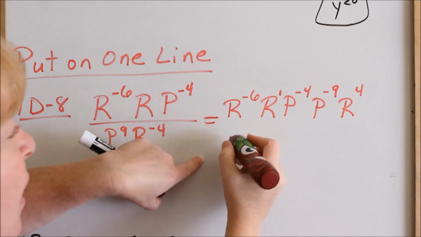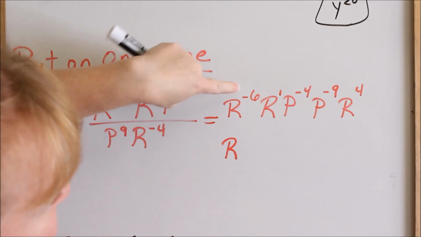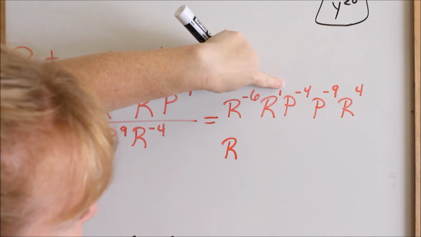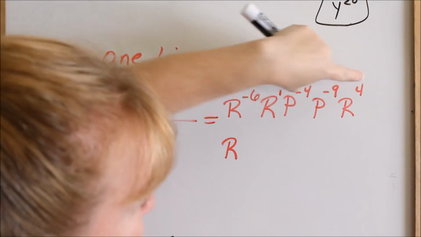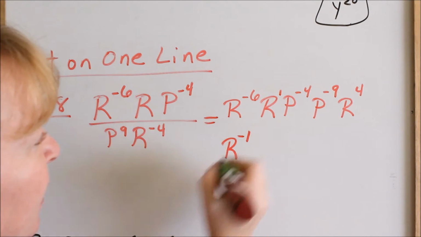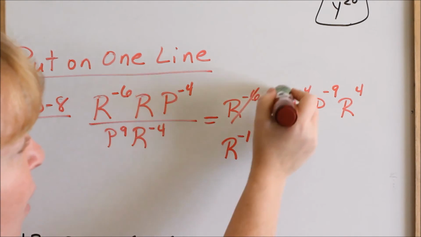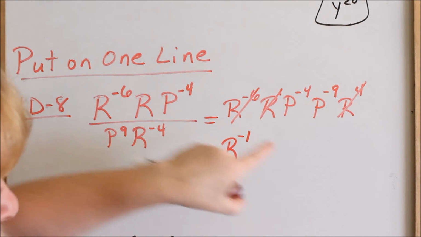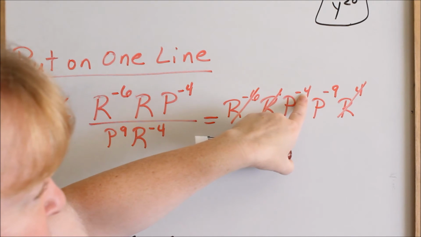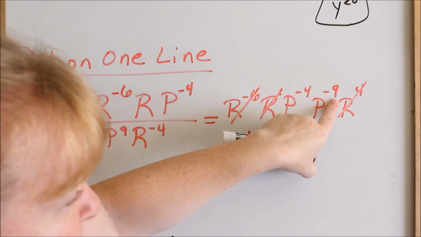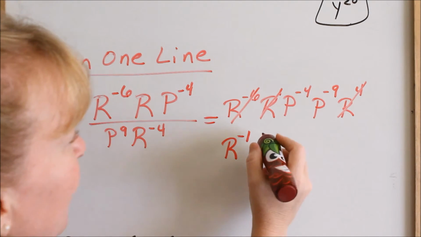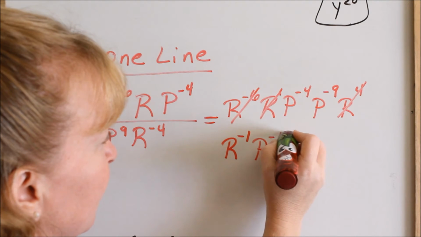So now let's combine all of our R's. I have negative 6 plus a 1, so I'm at negative 5. Negative 5 plus 4, negative 1. So r to the negative 1. So I took care of my r's, if you want to mark them out. Now I'm looking at my p's. Negative 4 and adding negative 9. I'm in debt 4, now I'm in debt 9 more. So that means I am in debt 13.